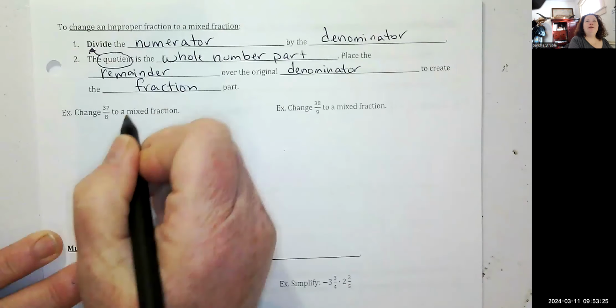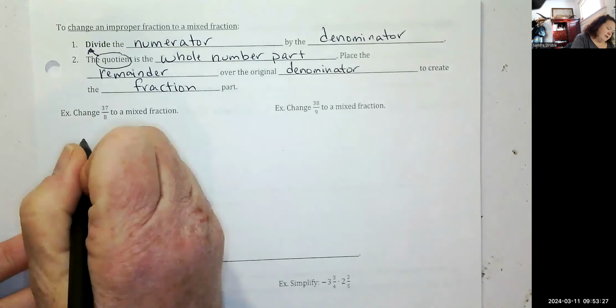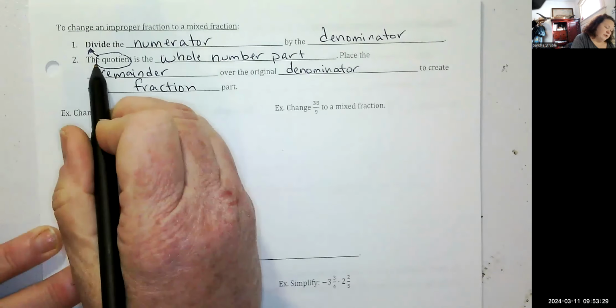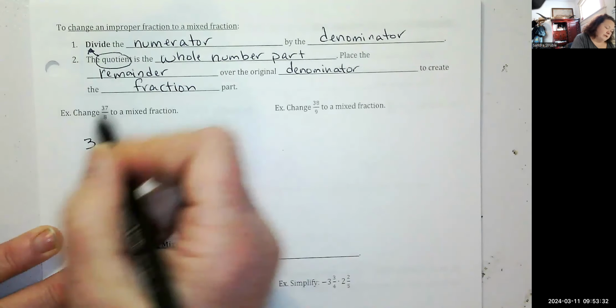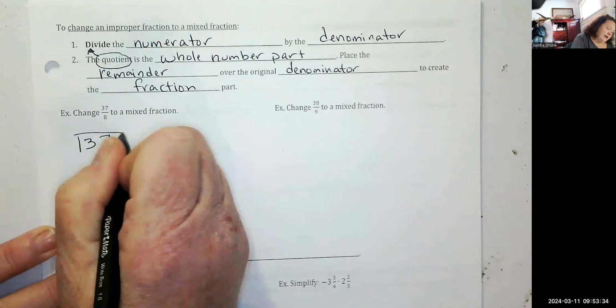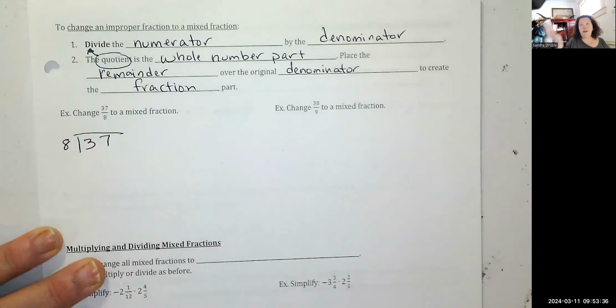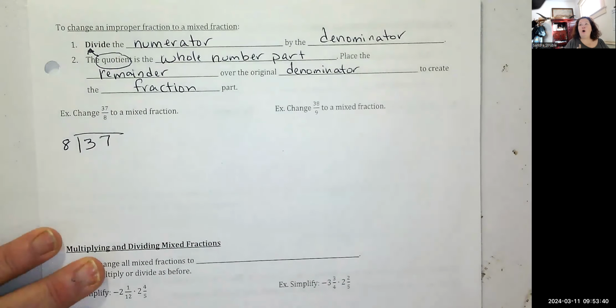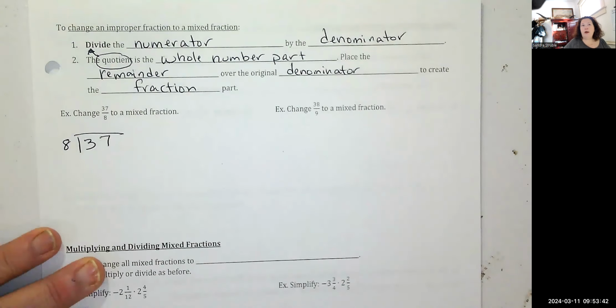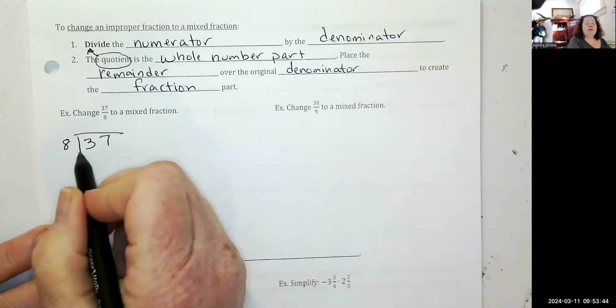Change 37/8 to a mixed fraction. So it says to divide. The quotient is, so we're going to divide 37 by 8. This is the part you can use your calculator on. 37 divided by 8, you're going to get a whole number with a decimal, okay? 8 times what is 37?